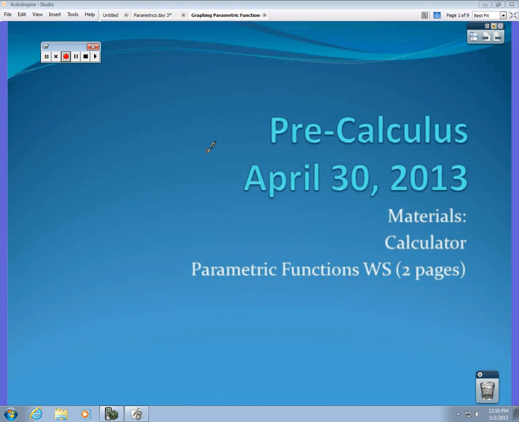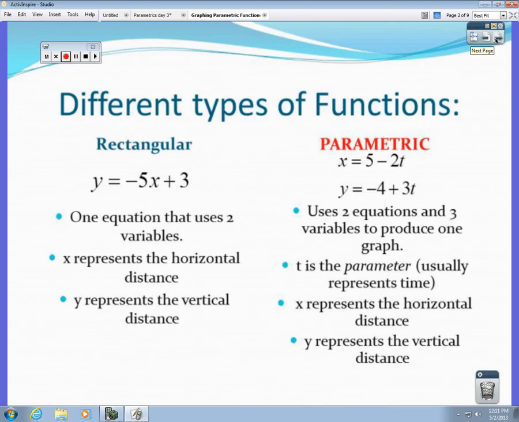In this first video, we're going to talk about how to graph a parametric function and what exactly a parametric function is and what it represents. If you will take a minute, pause the video, and copy down everything on this screen, this explains the difference between rectangular coordinates and parametric functions.